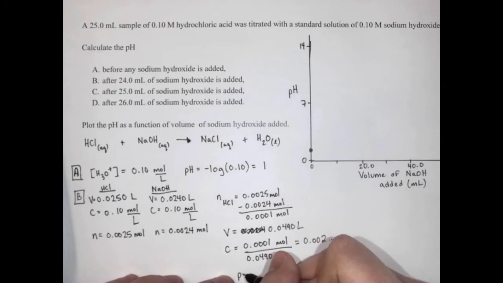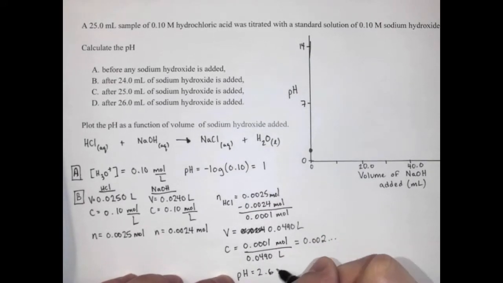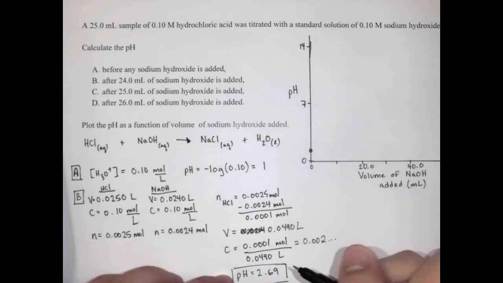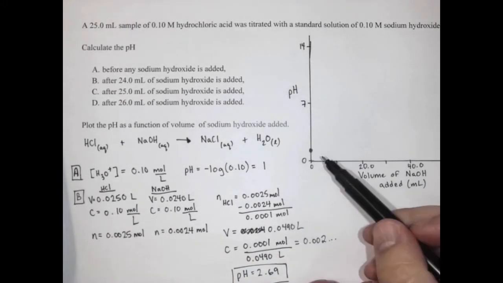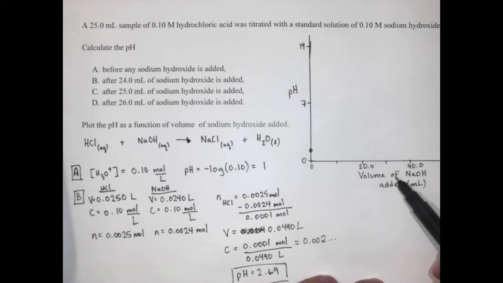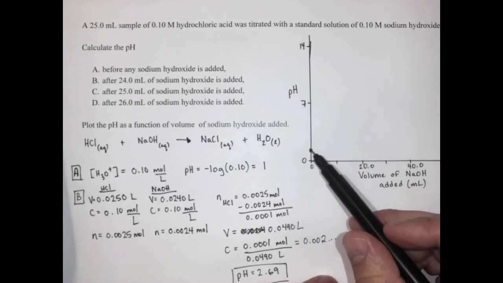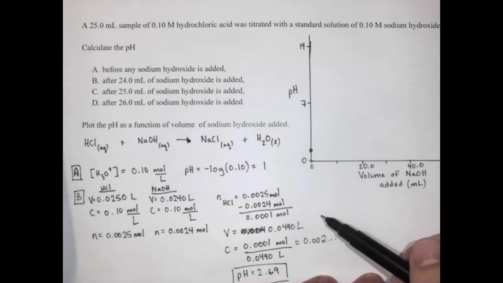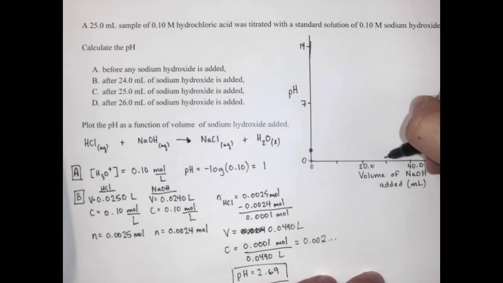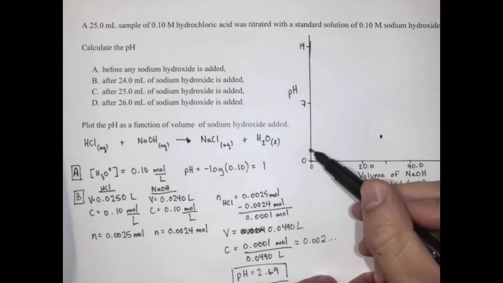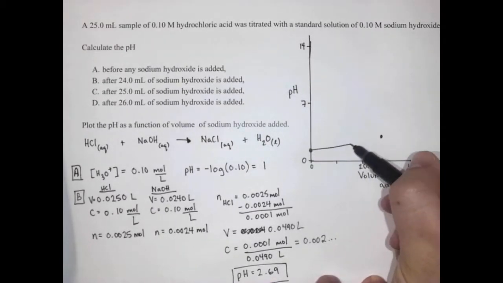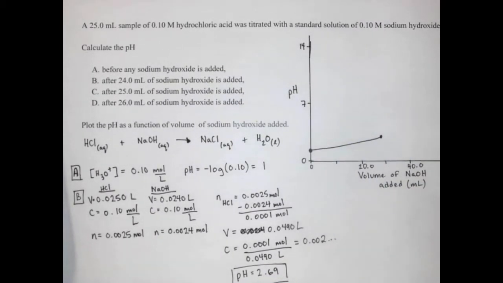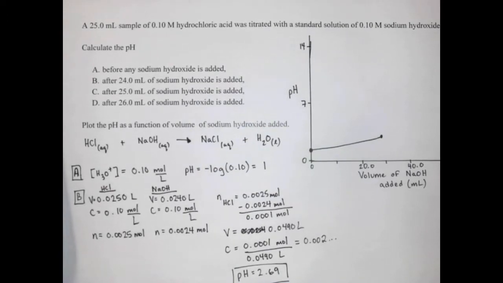Yikes. So this is kind of the weird thing about doing acid-base titrations with strong acid and strong base. At 0 milliliters of base added, I had a pH of 1. After 24 mils of base added, I've hardly made a dent. I'm at 2.69, so that's not even halfway between. So there's been hardly any change in the pH.